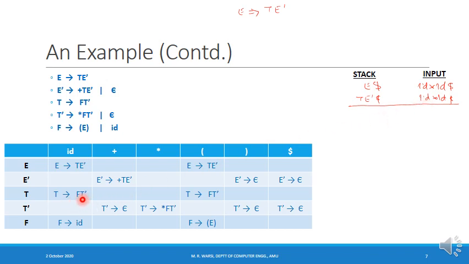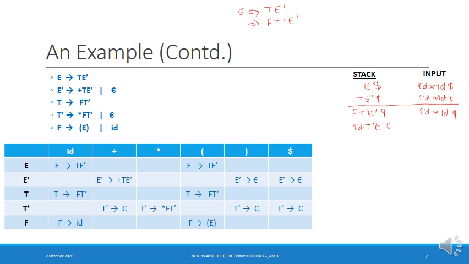It is containing this production, so capital T will now be expanded with FT dash. So now capital T is expanded to FT dash, and the input buffer is holding this, and in the derivation we have expanded the capital T with FT dash, and this is the sentential form that we have obtained now. I consult the parsing table now for the entry F comma identifier. It is containing this production, so capital F is now expanded with identifier.